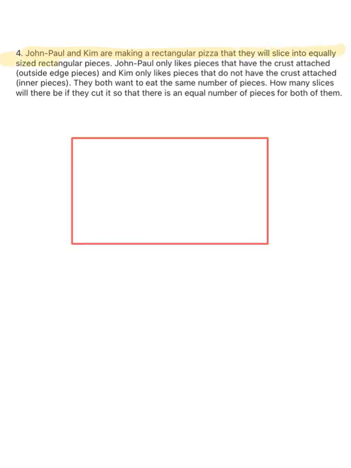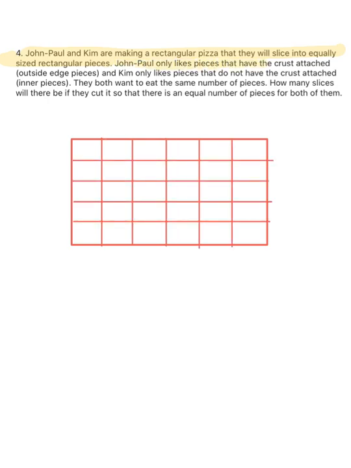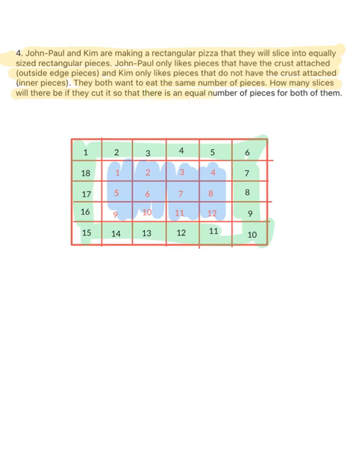Alright, question 4. John, Paul, and Kim are making a rectangular pizza that they will slice into equally sized rectangular pieces. John Paul only likes pieces that have the crust attached, which are the outside edge pieces, and Kim only likes pieces that do not have the crust attached, which are the inner pieces. They both want to eat the same number of pieces. How many slices will there be if they cut it so that there's an equal number of pieces for both of them?